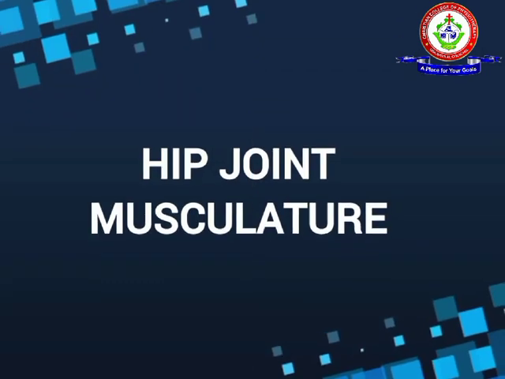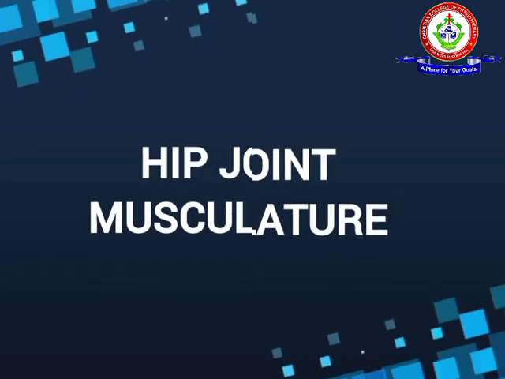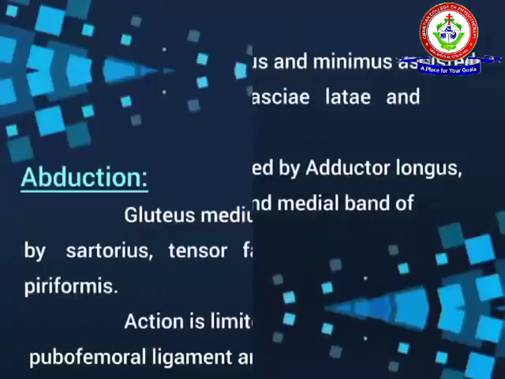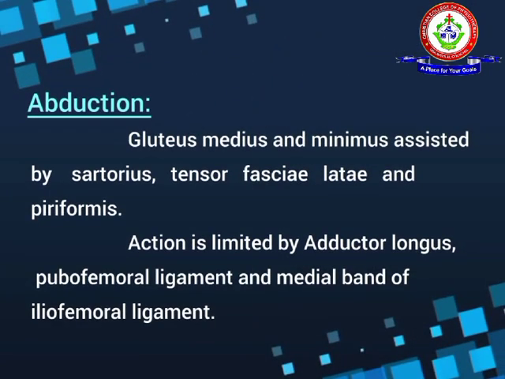Next we can see about hip joint musculature. First, flexion. Flexion of the hip joint is done chiefly by psoas major and iliacus, assisted by rectus femoris and sartorius. Extension of the hip joint is done by gluteus maximus and hamstrings. Abduction of the hip joint is done by gluteus medius and minimus, assisted by sartorius, tensor fasciae latae and piriformis.